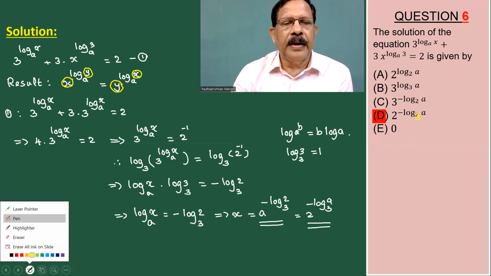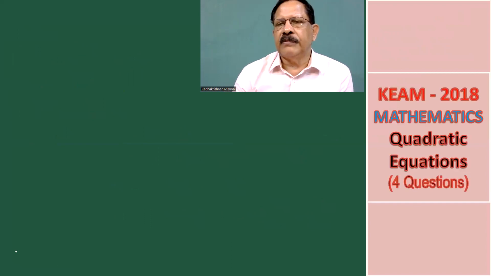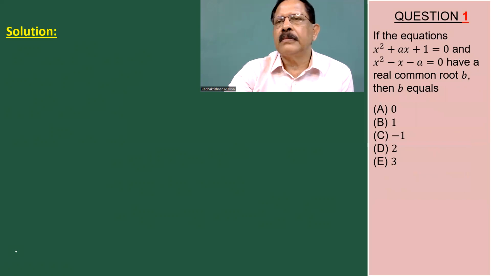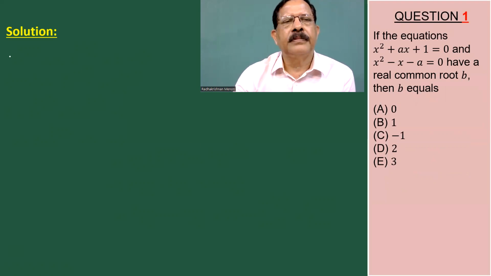Okay, now we are going to the next, 2018 question. Four questions were asked from this chapter. If the equation x squared plus ax plus 1 is equal to 0 and x squared minus x minus a is equal to 0 have a real common root b.